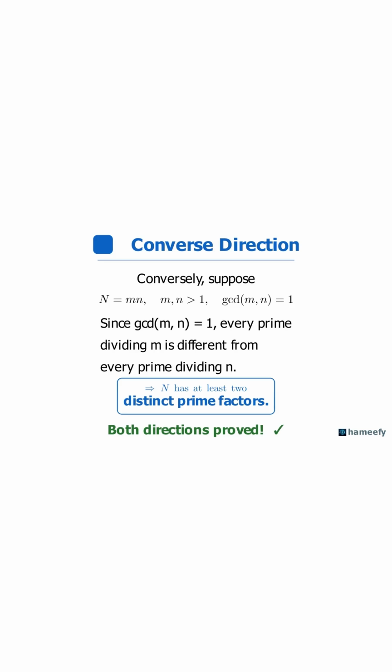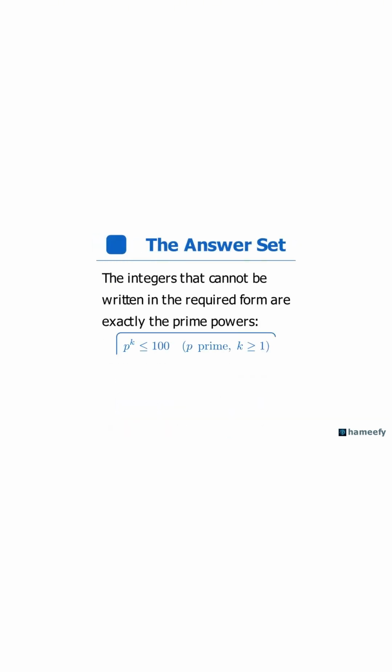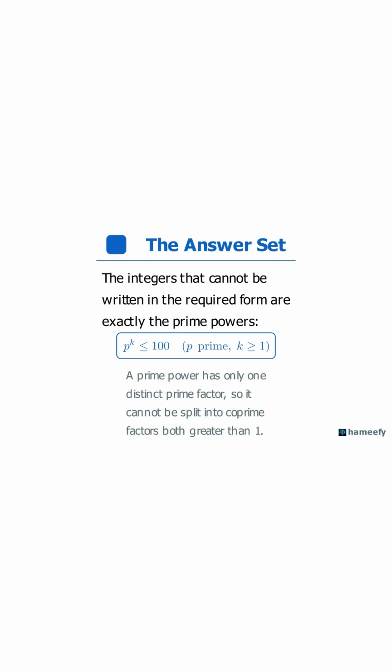Therefore, the integers from 2 to 100 that cannot be written in the required form are exactly the prime powers, numbers of the form p to the k, where p is prime and k is at least 1. A prime power has only one distinct prime factor, so it can never be split into two coprime factors both greater than 1. Now we count.